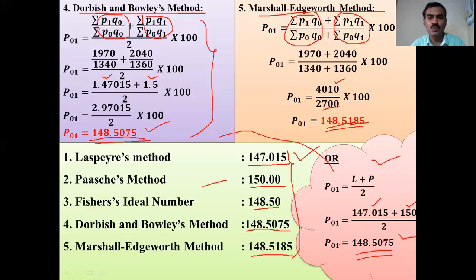So this is how the 15 marks question is to be solved. In this particular question, the index numbers by all these five persons, that is the Laspeyres, Paasche, Fisher's ideal index number, Drobisch-Bowley and Marshall-Edgeworth methods, have been asked. This is how this particular 15 marks question is to be solved.